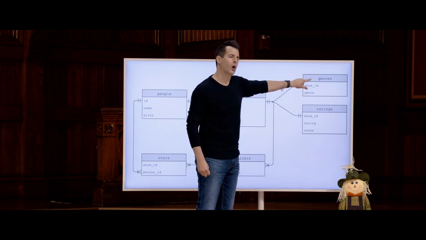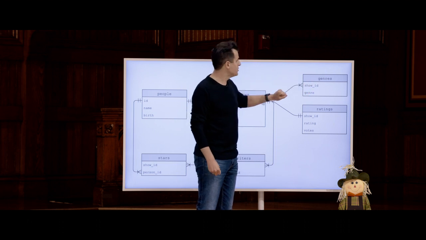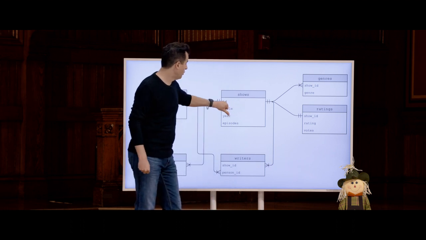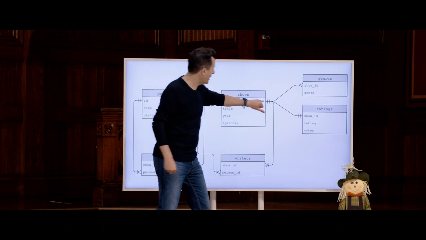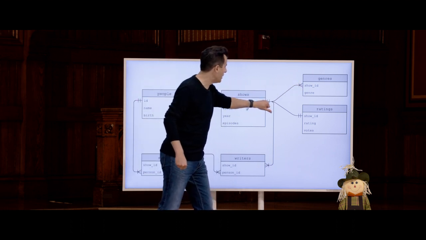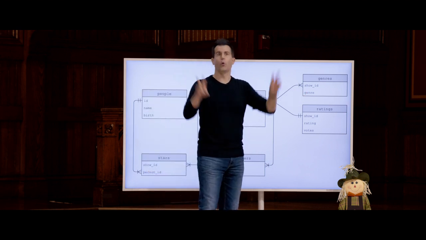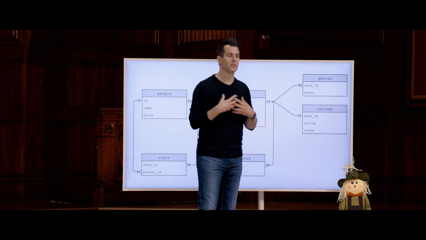Every row in the genres table we'll see has 2 items, a show ID, which relates to the ID of a show. And that's why these lines literally line up with that specific column name. And a genre, which is going to be like quote unquote comedy, quote unquote drama, or something else.